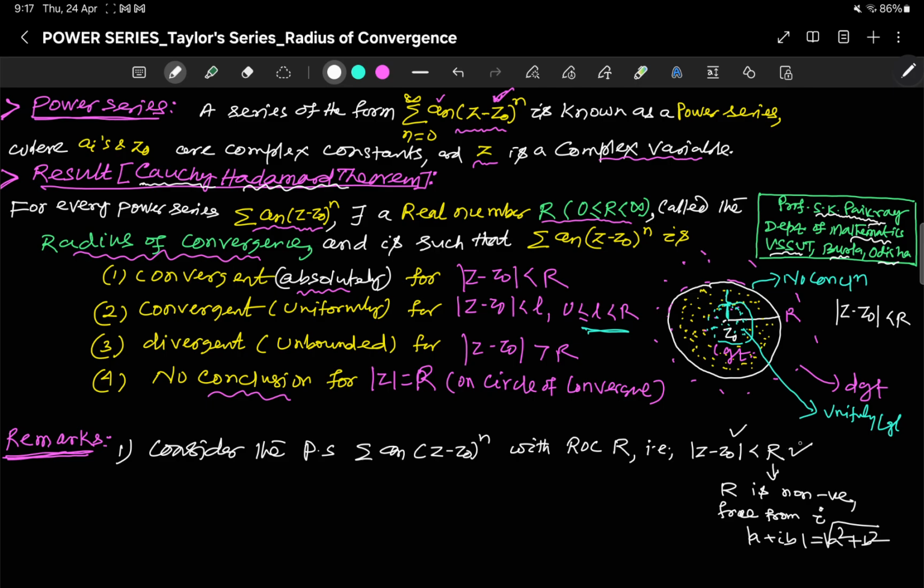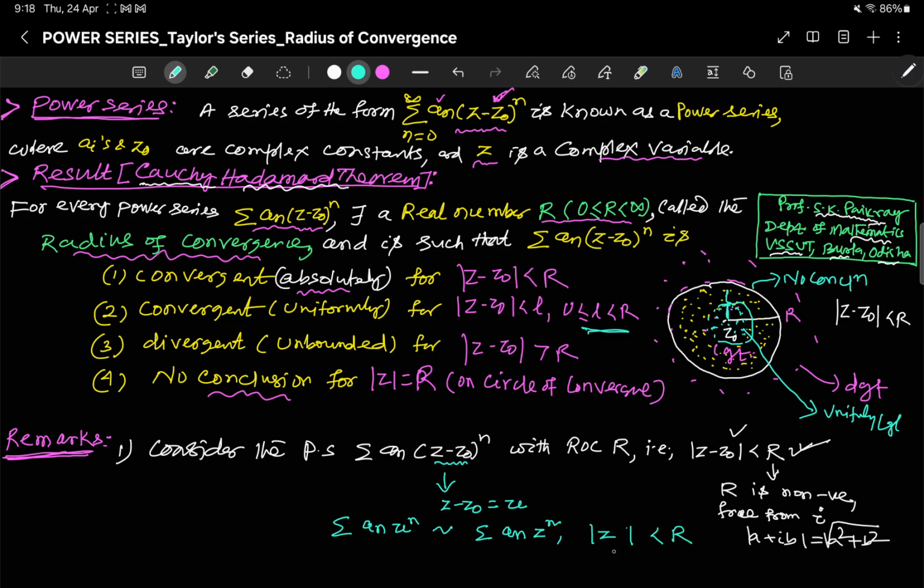So r is an absolute value; it cannot be negative and there should not be any imaginary unit in it. Now my important point here is, if I substitute z minus z0 equal to some u, then what will happen to this series? This series becomes summation a_n u to the power n, or if I say u is my z, it is a_n z to the power n with mod z less than r.